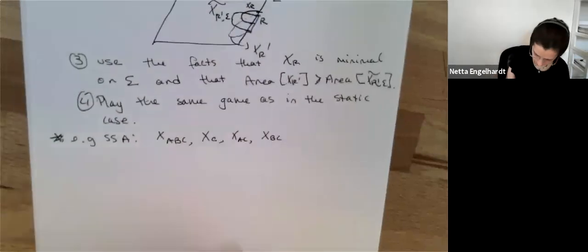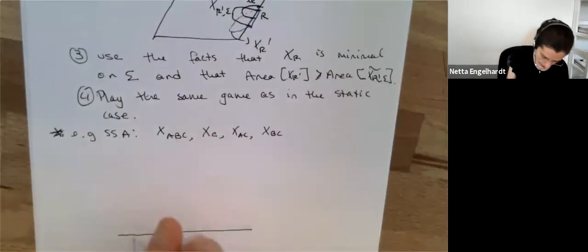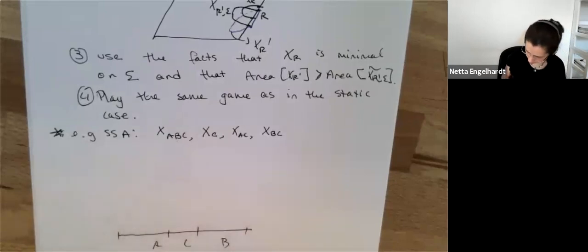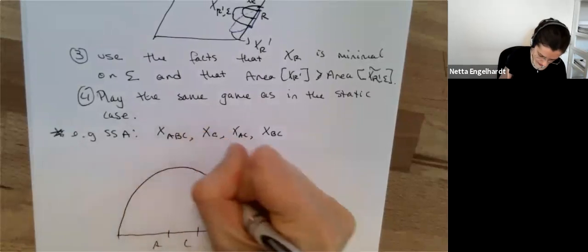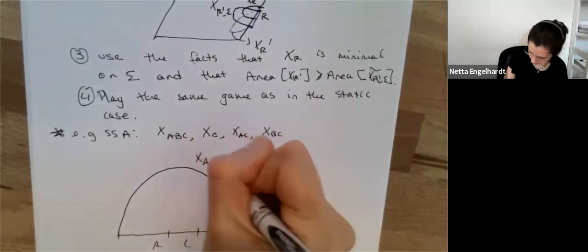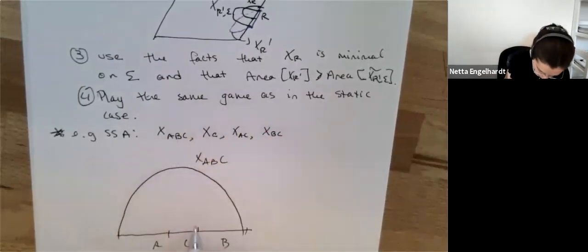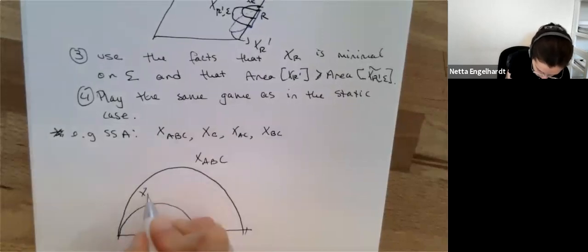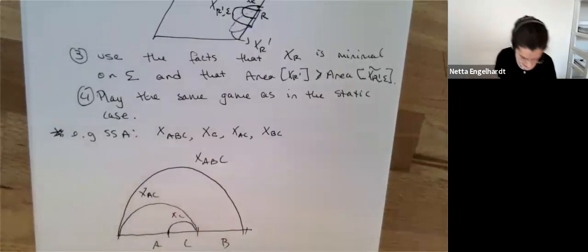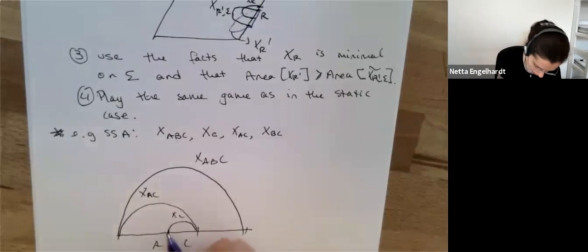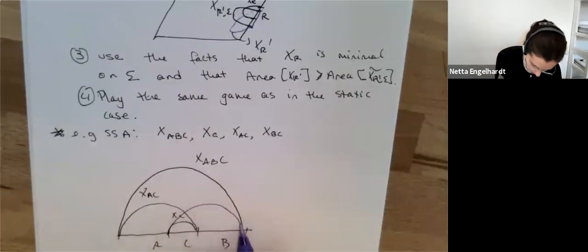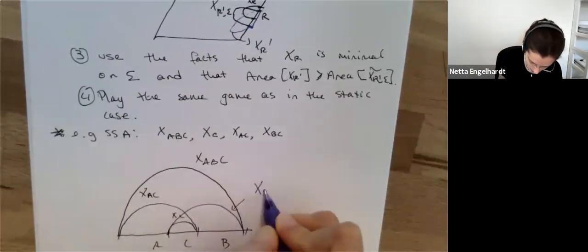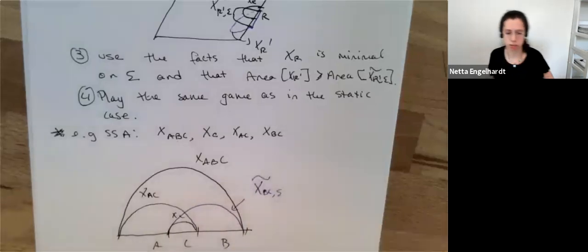So here's what it looks like. We have A, C, and B. And we have XABC, and we'll have XAC and XC. And the problem is going to be XBC. So XBC is actually going to be a representative. This is going to be XBC sigma tilde.